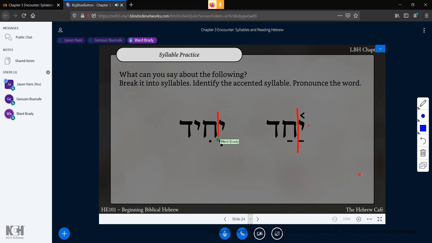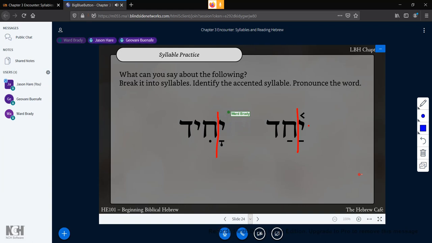So I'd say it's still the unaccented syllable, and it is open. So the rule is? Unaccented open would be a long vowel. Yes. So it would be yahid. Yahid means only, like only one.